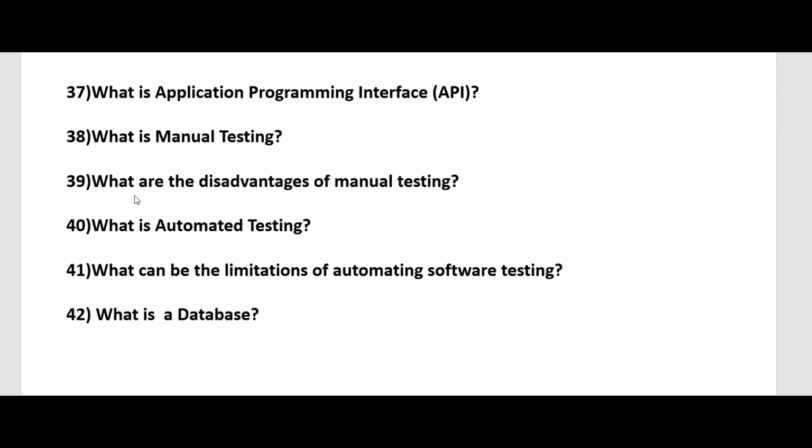What are the disadvantages of manual testing? Manual testing is slower than automation. Running tests manually can be very time consuming and requires more resources, and manual testing is prone to human errors.